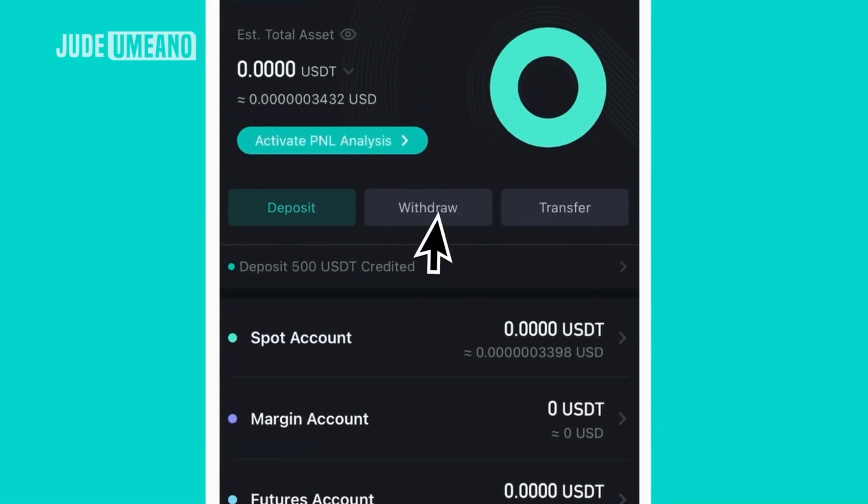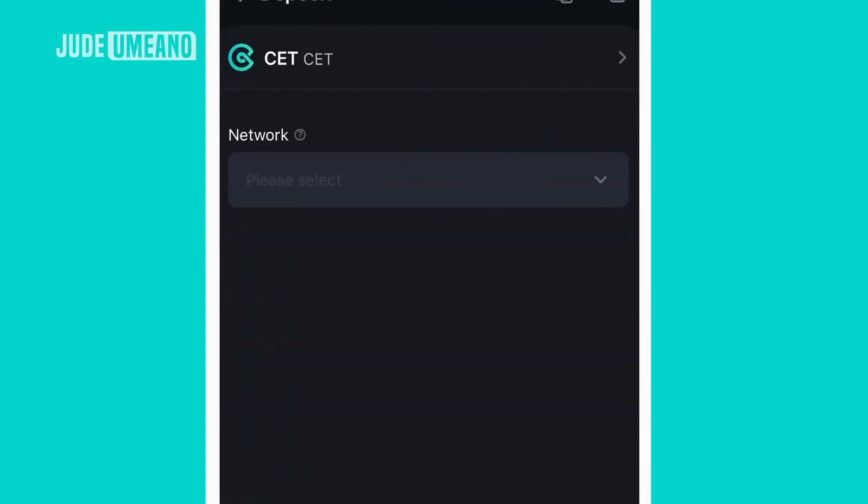So I have deposit, withdraw, and transfer. Transfer is to actually move funds from spot to margin or to futures, just between the accounts. Withdraw is to take out your funds, and deposit is to deposit crypto.